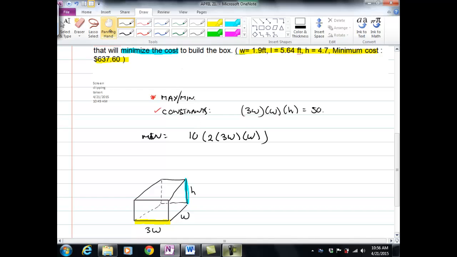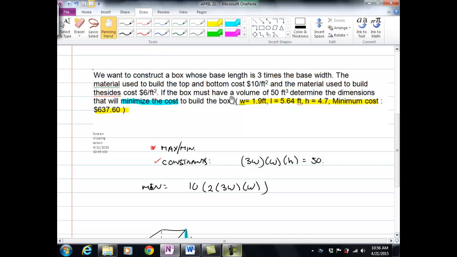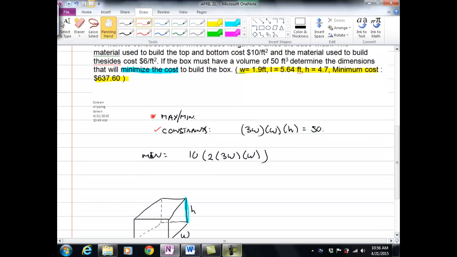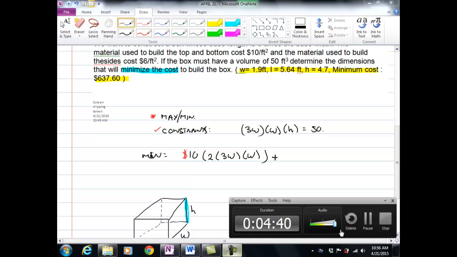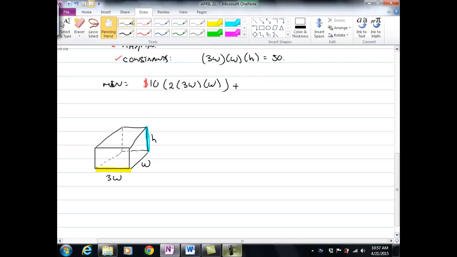The reason why is because it says, look, the cost of the top and bottom costs $10. So this is 10 times the surface area of top and bottom. Guys, continue on. Plus. I'll pause. 2 times WH, yeah? Times 6. Correct. But you're missing one more thing. Plus.